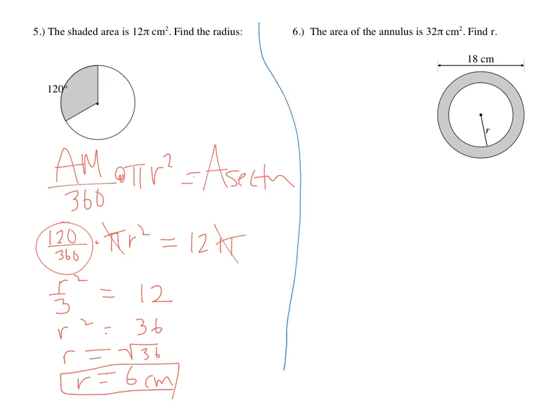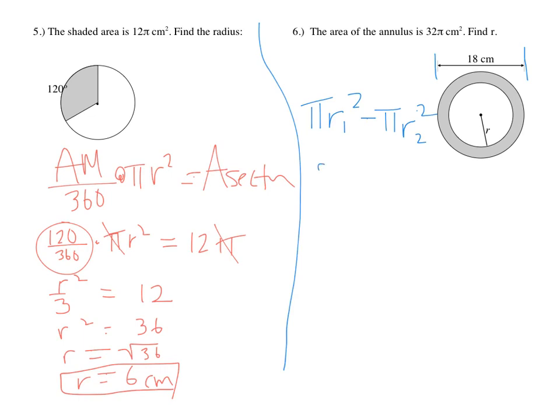Last one, the area of the annulus is 32 pi. We want to find r. We are given this length out here, which is the diameter of the bigger circle, 18. That means my bigger radius is 9. So if we just get our formula down of pi r1 squared minus pi r2 squared. And so my bigger radius is 9, we said.